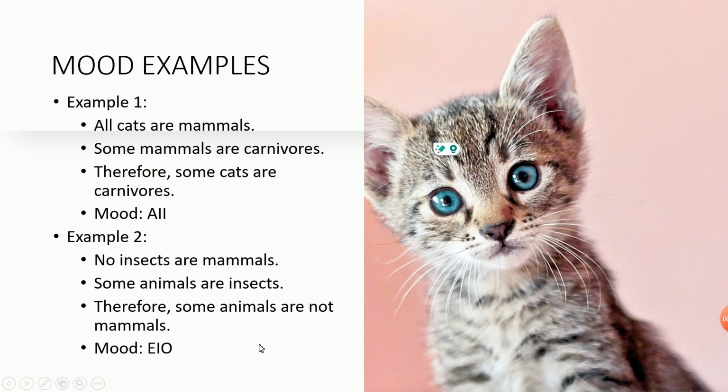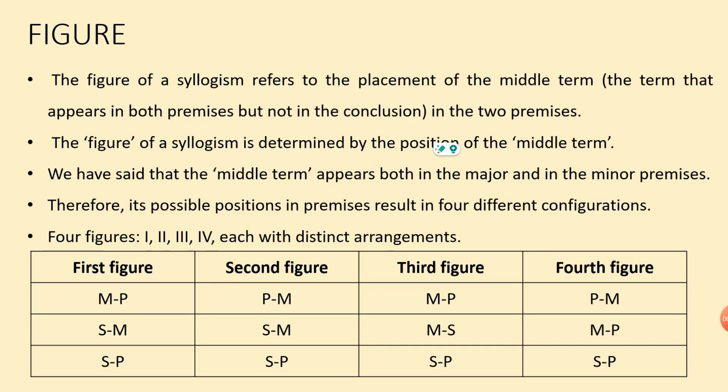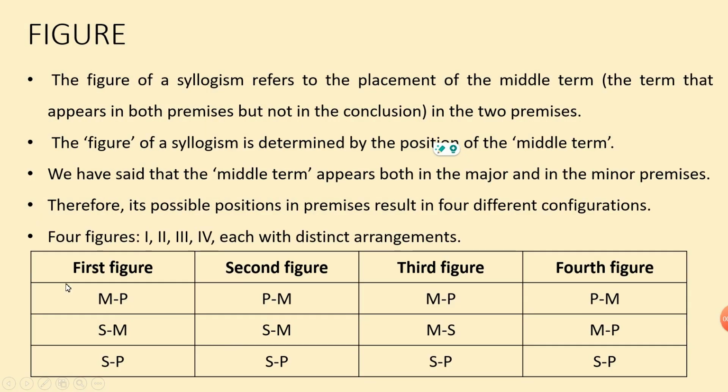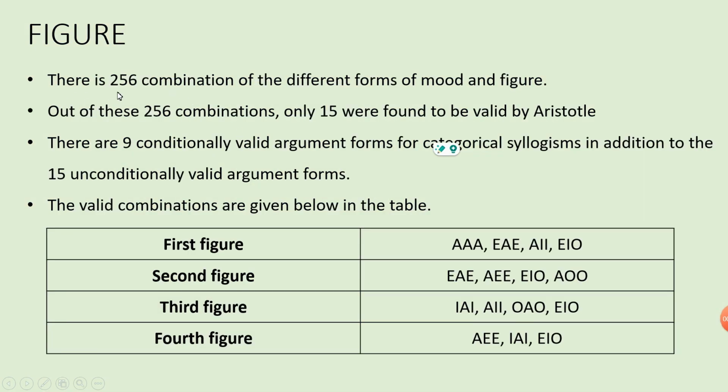Likewise, because I have asked questions in the question session, you have to calculate based on this. Please take a note of it so that you can answer the question in a better way. So here the figure of a syllogism is determined by the position of the middle term. These are the 4 categories. You have to remember this. For the figure, we have given 3, so 4 into 3, 12 possibilities. But what they are saying is that there are totally 256 combinations of the different forms of mood and figure.